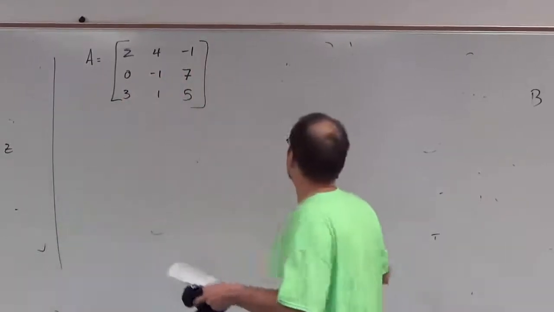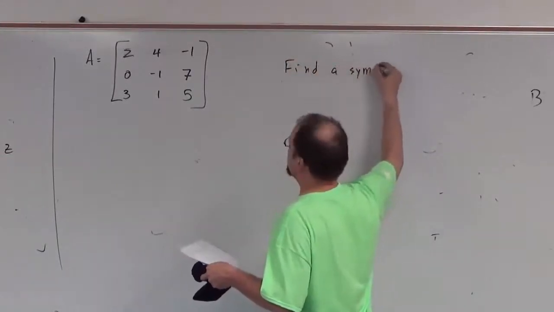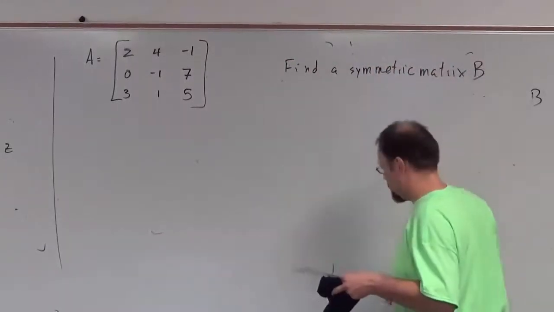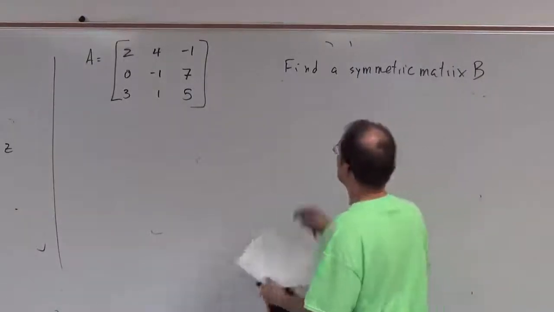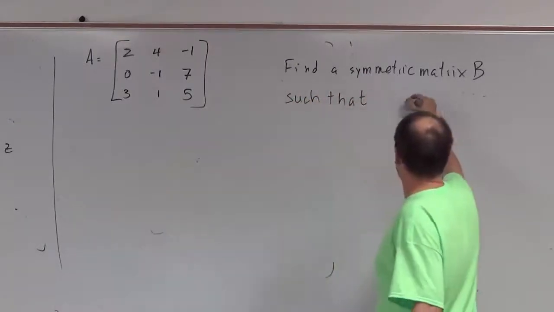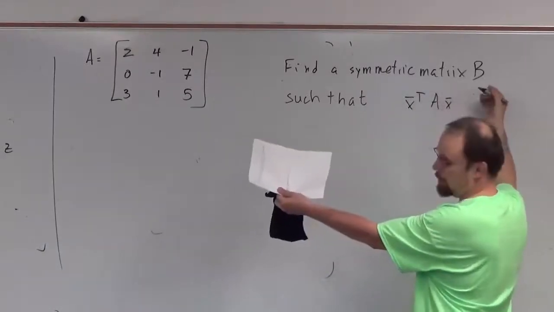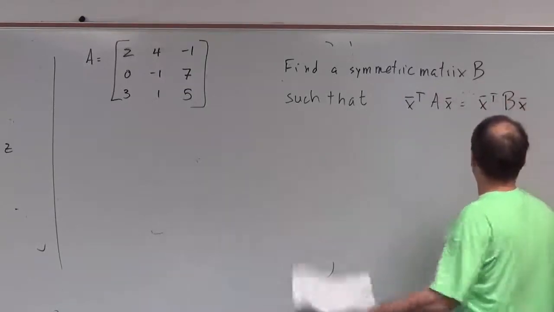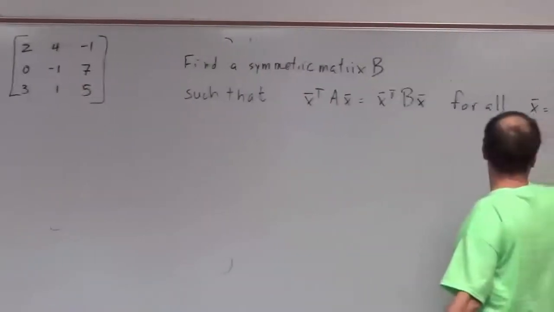And I want to find a symmetric matrix B such that the following is true. So, x transpose times A times x, to give you a quadratic form, is equal to x transpose Bx for all possible 3x1 matrices.